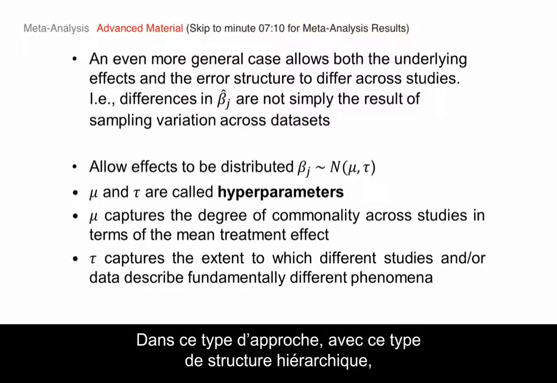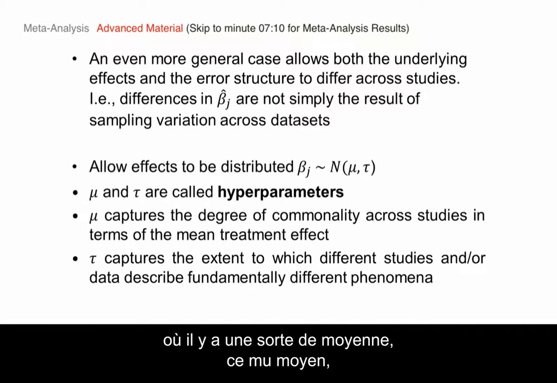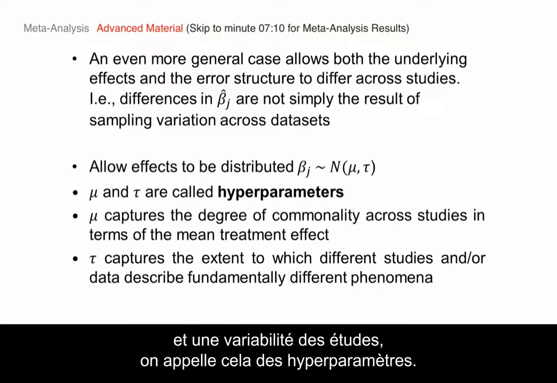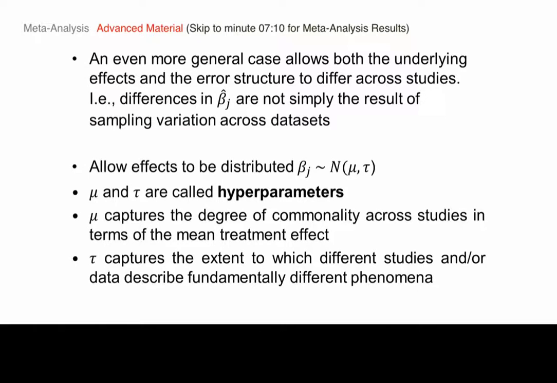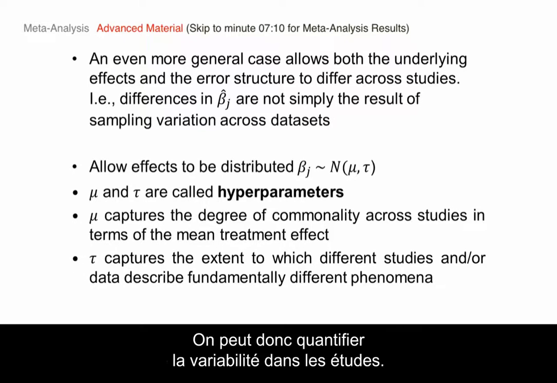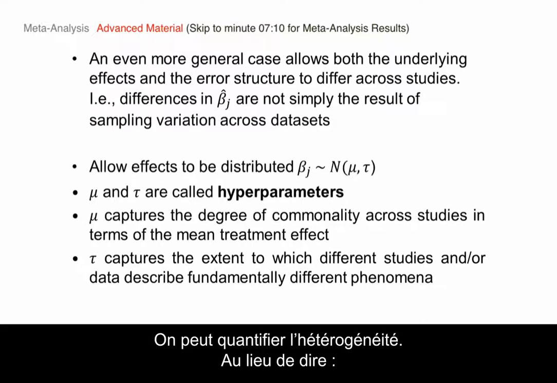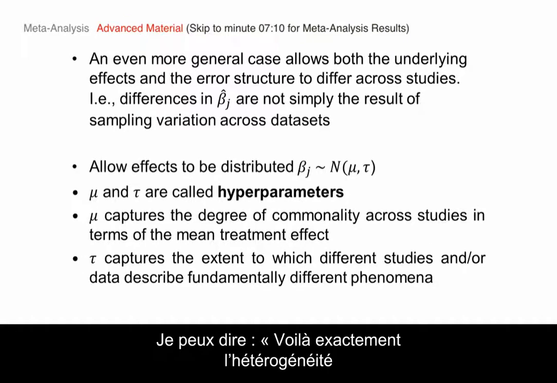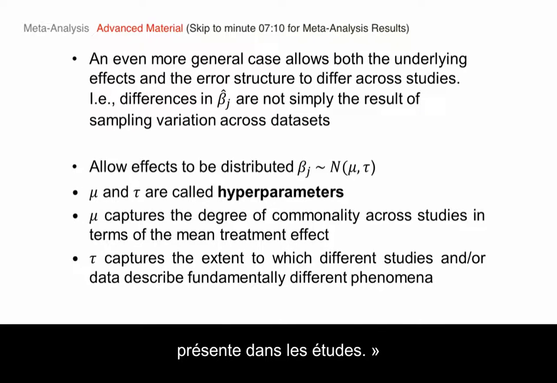In this kind of approach, which has this hierarchical structure where there's a mean, mu, and some variability across studies, these are called hyperparameters. And it's kind of neat to think of things in this light, because if we can quantify tau, we get a sense of how much variability there is. We can quantify heterogeneity. So instead of you just saying, oh, there's too much heterogeneity to pool things, I can say, well, this is exactly how much heterogeneity there is across studies.